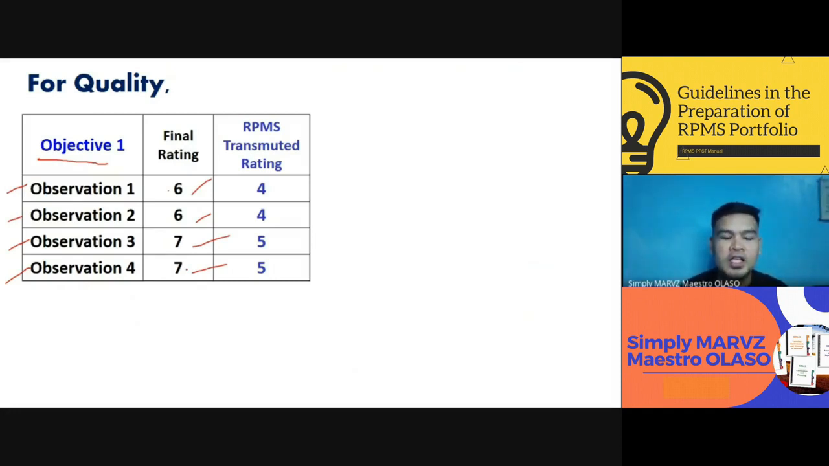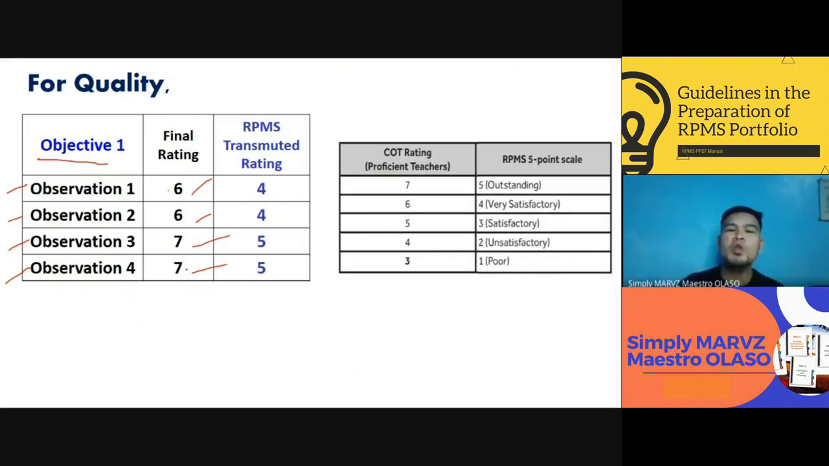So meron tayong transmutation table dito. Mapapansin mo, ito po ay para lamang po sa mga teacher 1 to 3 or for proficient teachers. Di ba ang highest rating natin sa COT ay 7, second 6, 5, 4, 3. Ito po yung ating 5-point scale, equivalent po ng ating COT rating. So, ang 7 po, katumbas po niyan ay 5, yung 6 po katumbas ay 4, yung 5 po katumbas ay 3, yung 4 naman katumbas ay 2, yung 3 ay katumbas ay 1.